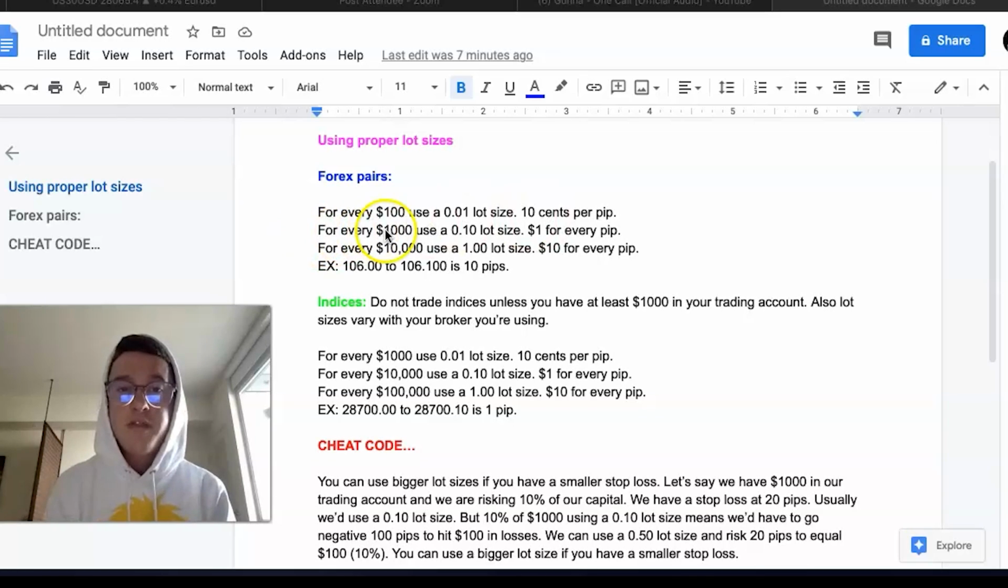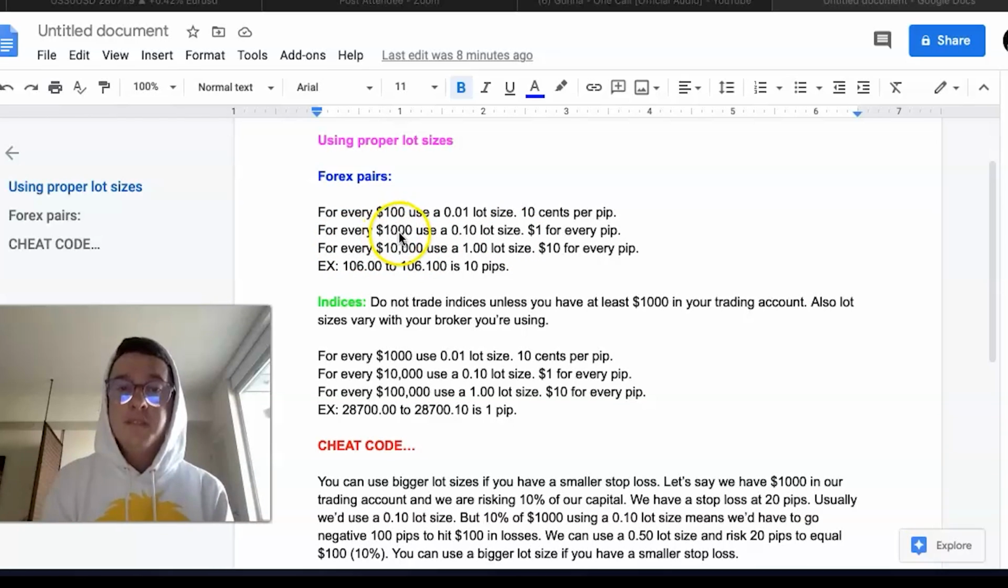Okay, so for every $1,000 that you have in your trading account, you're going to be using a 10-cent lot. So you're going to be making $1 for every pip. So you catch 10 pips, you're up $10. You catch 100 pips, you're up $100. So at the end of the day, really just focus on using proper risk, guys. And so this adds up.